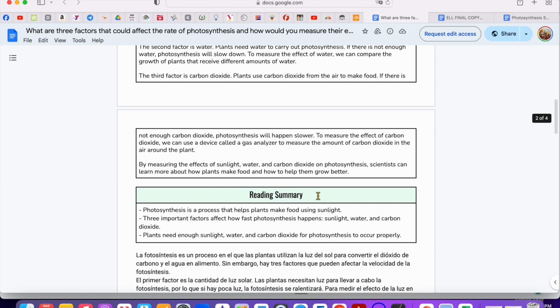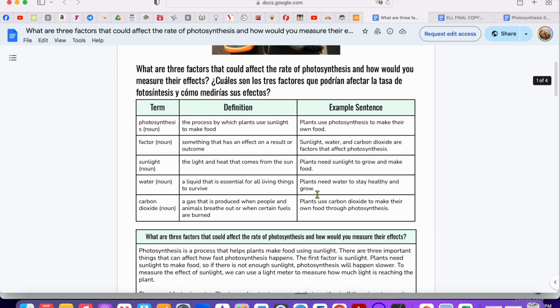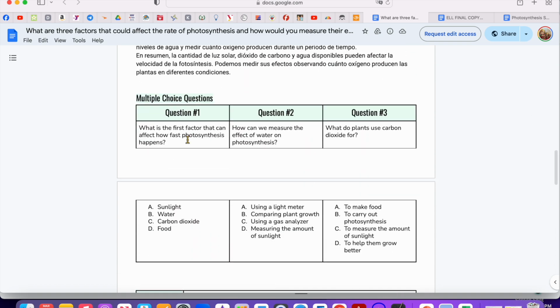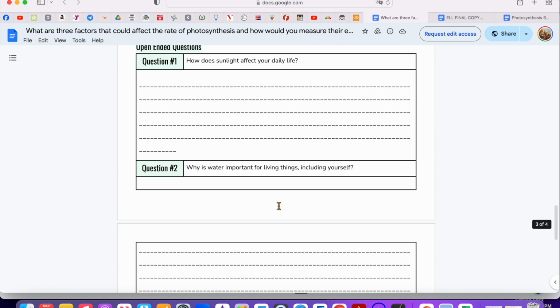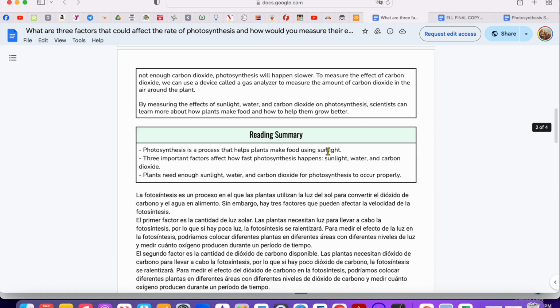This also offers a reading summary, if you're familiar with DIFIT, you know that. And it also offers questions which my students could answer to add some points to their summative assessment in general.